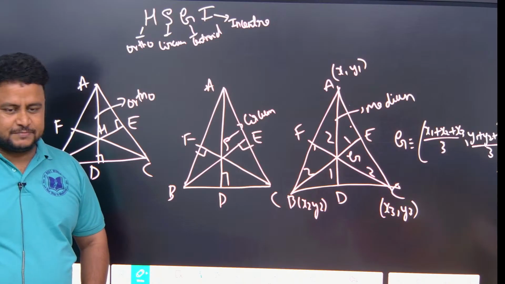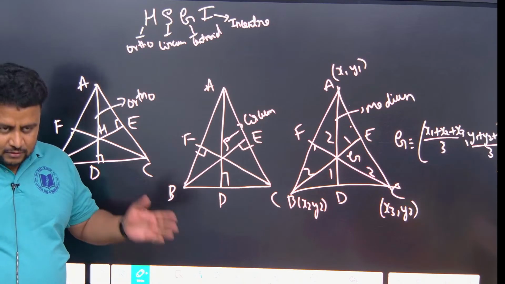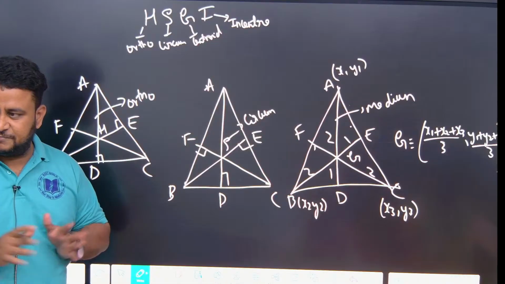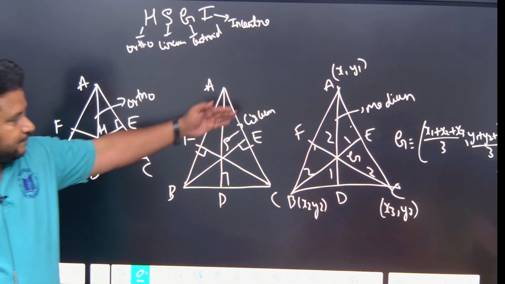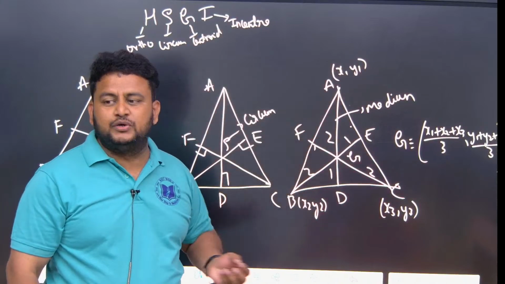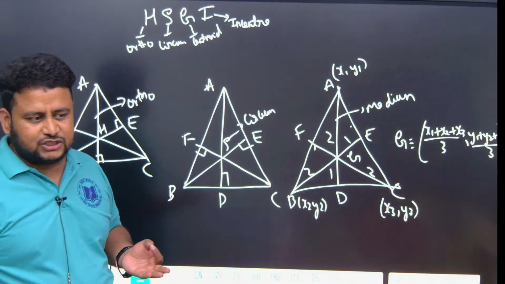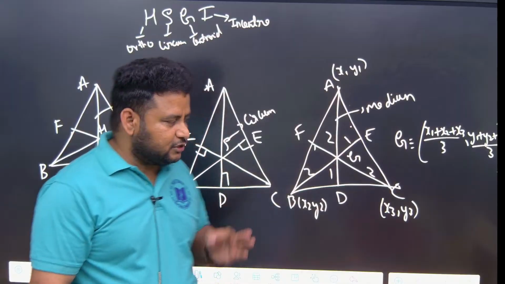Okay, that is called as median. Median will what? Intersect. The point of intersection of medians is called as what? Centroid. And centroid will divide the median in the ratio of what? 2:1. Got it? That you have to keep in mind.